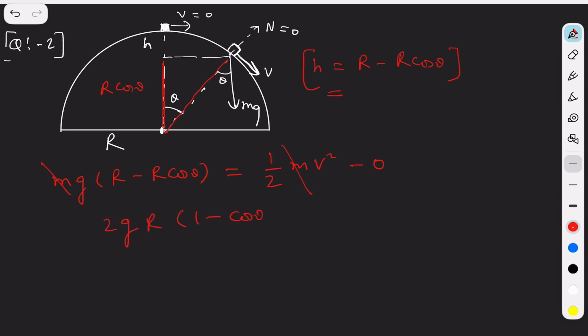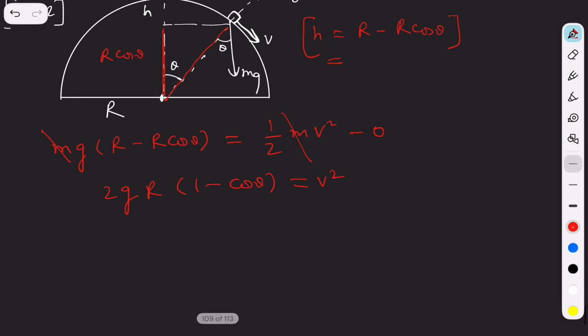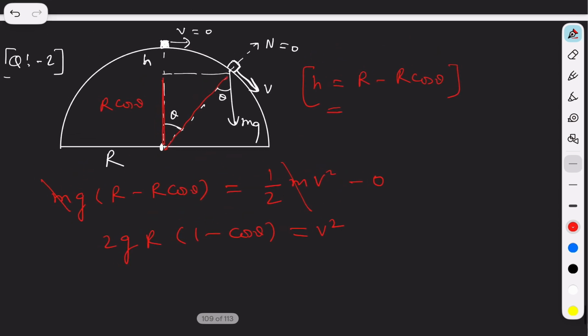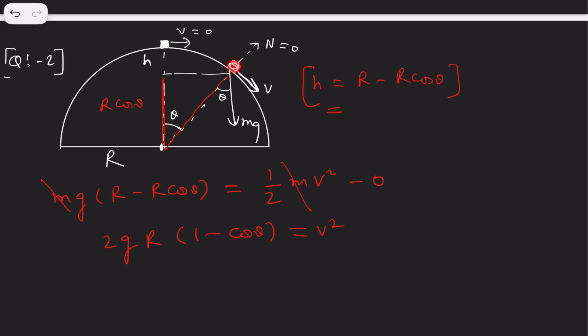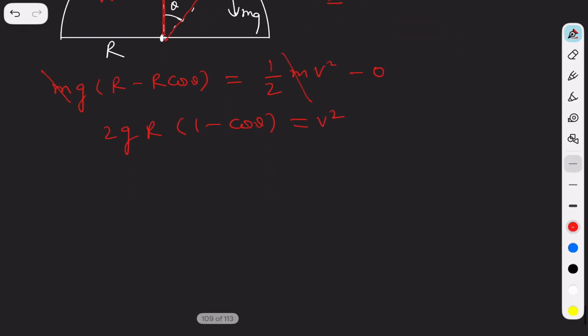Now, when the particle is at this position, mg is acting like this, and the normal force we are assuming 0 at this moment because it is just going to lose the contact. So only mg cos theta is the net force towards the center, which is going to fulfill your centripetal condition. So we can write that mg cos theta will be equal to mv square by r.